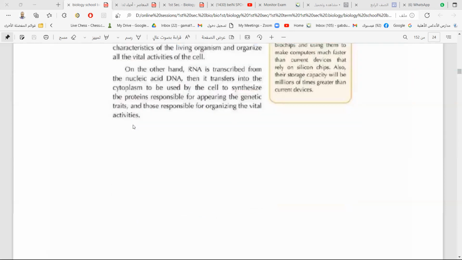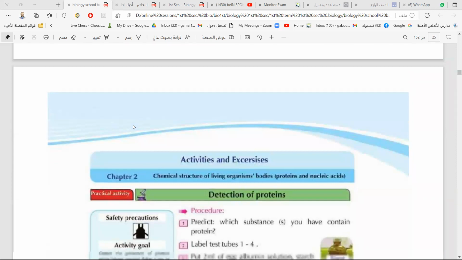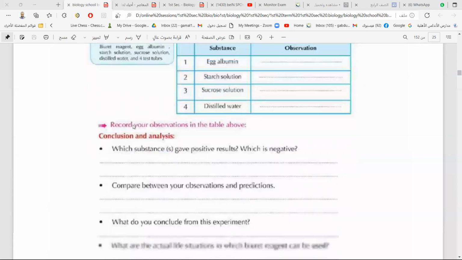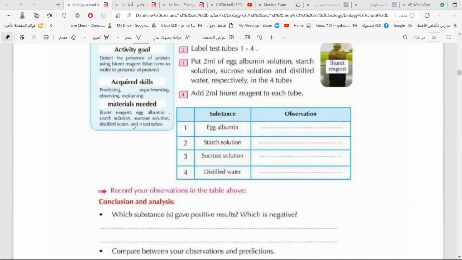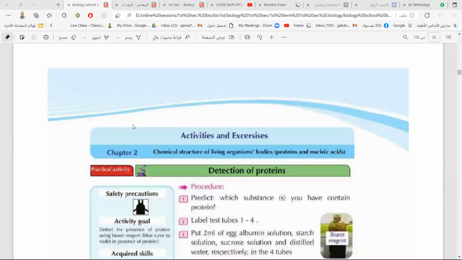So DNA and RNA are the most important biological macromolecules in our body. We come to the end of this part of chapter 2.